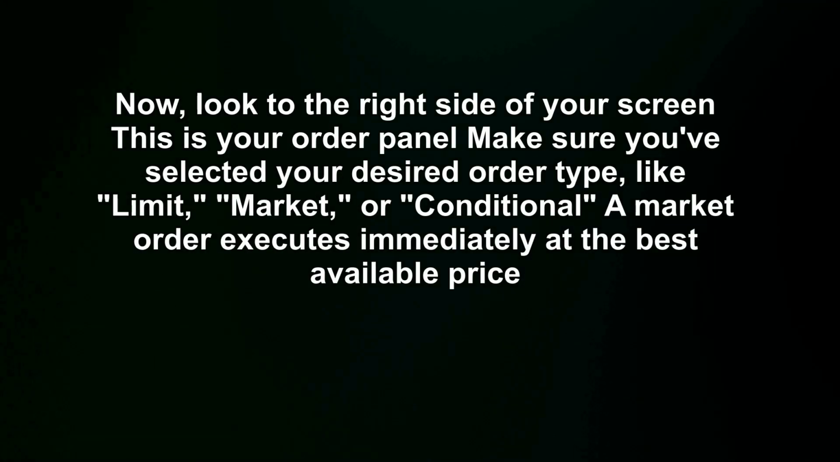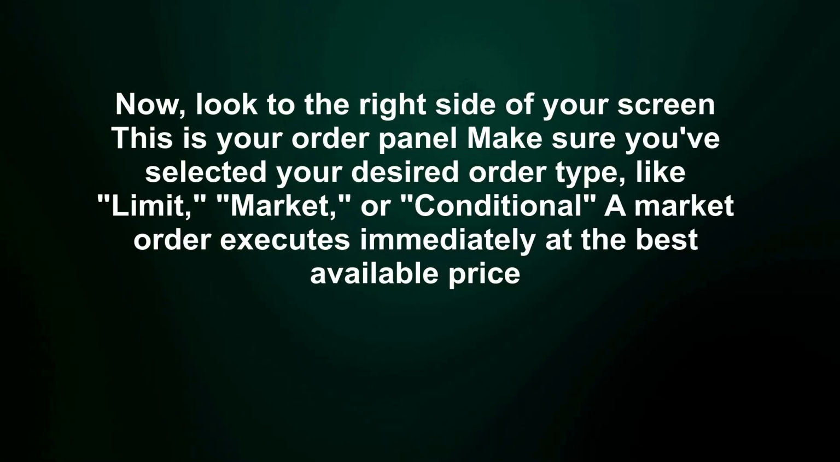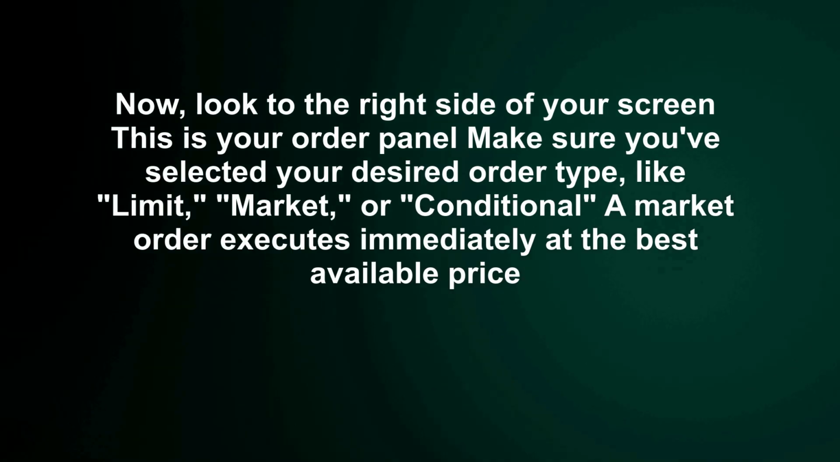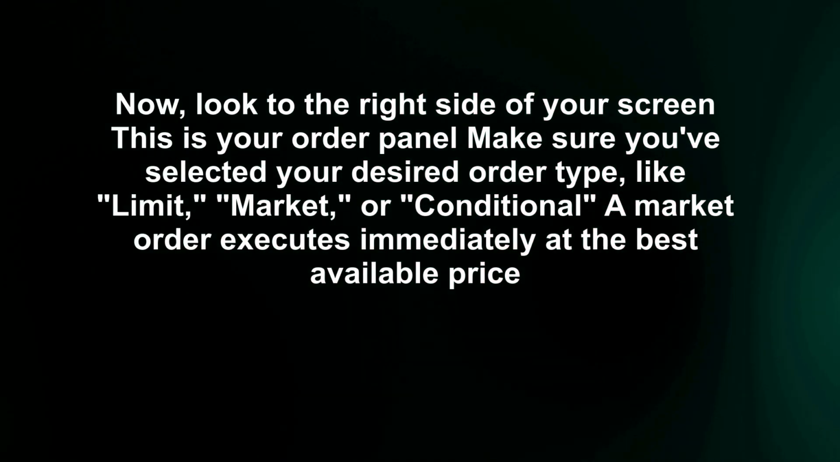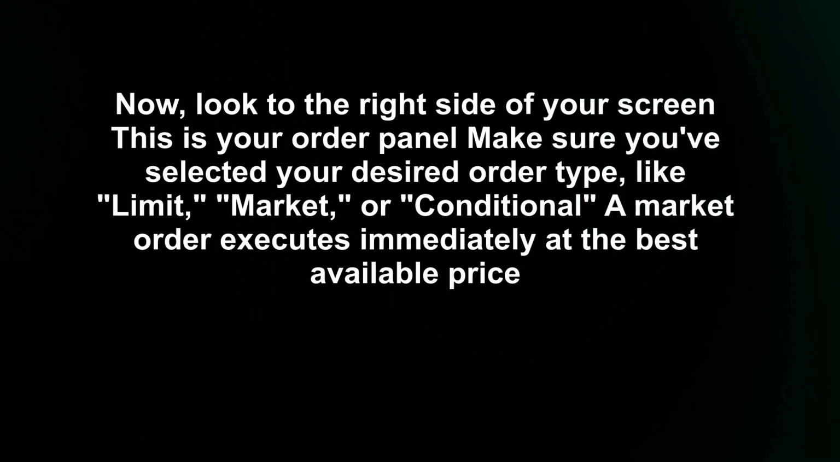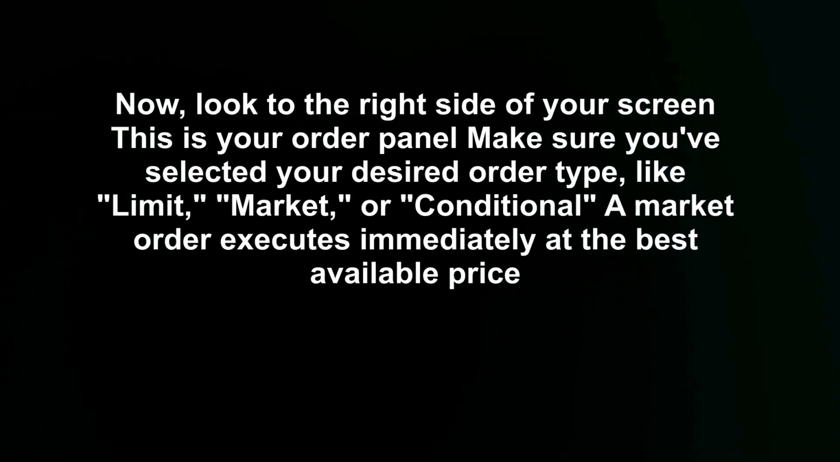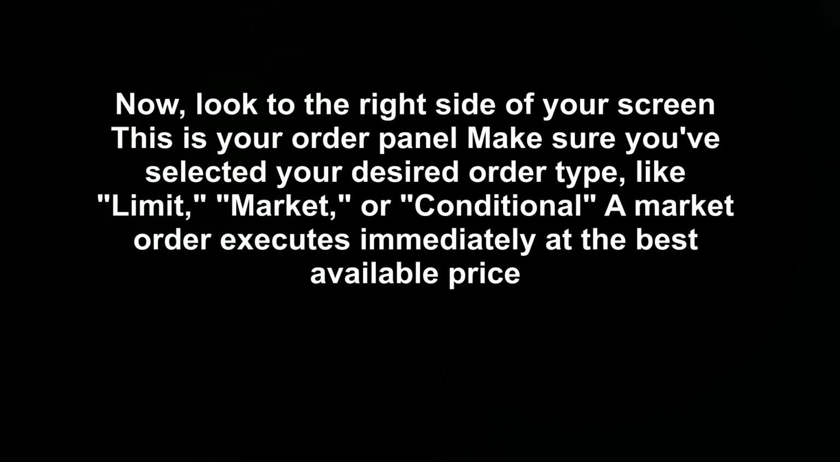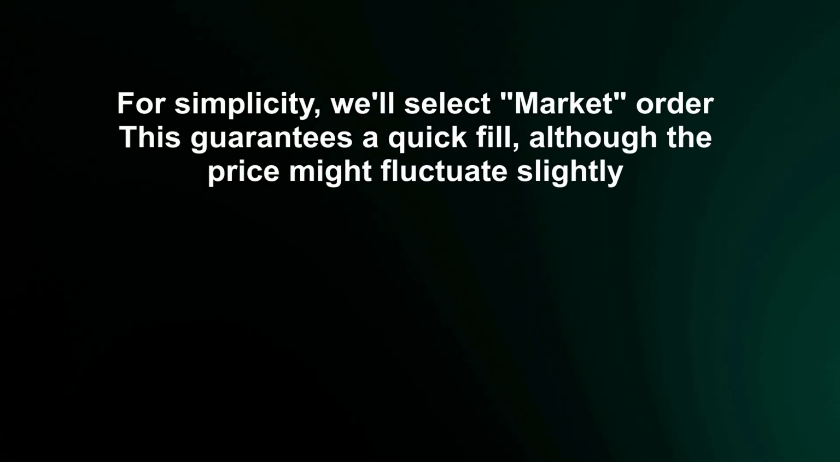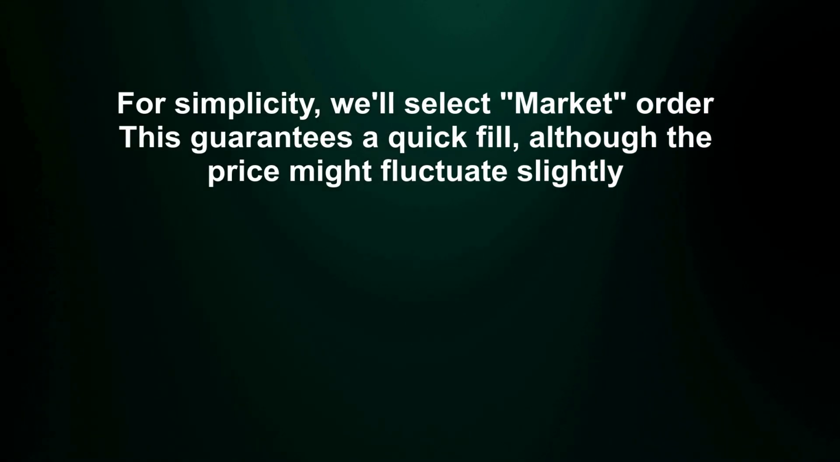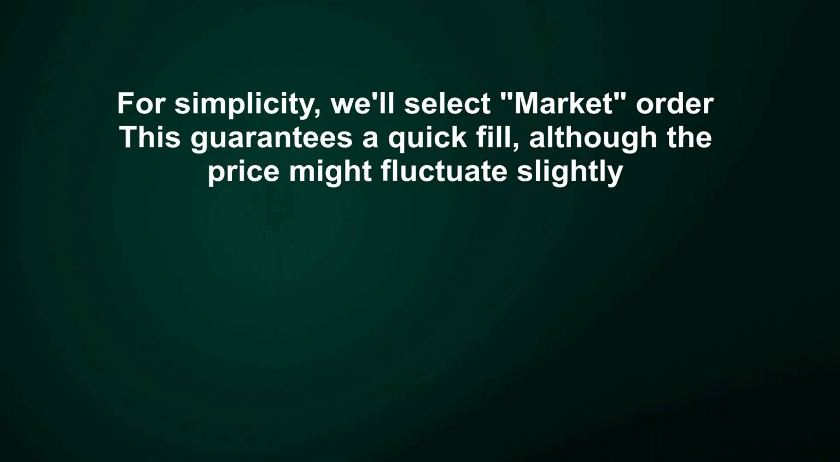Now, look to the right side of your screen. This is your order panel. Make sure you've selected your desired order type, like limit, market, or conditional. A market order executes immediately at the best available price. For simplicity, we'll select market order. This guarantees a quick fill, although the price might fluctuate slightly.